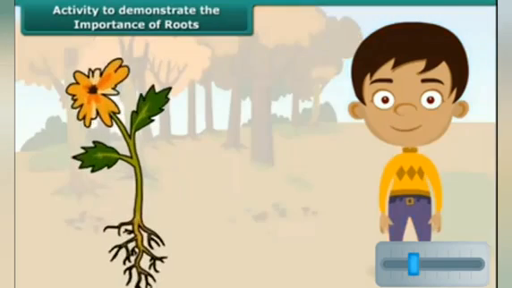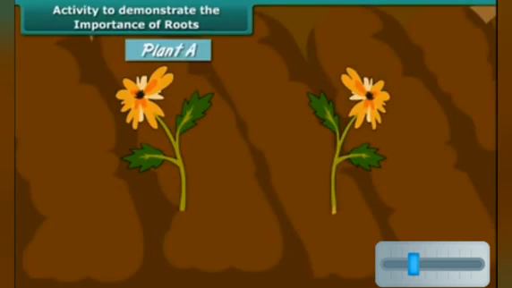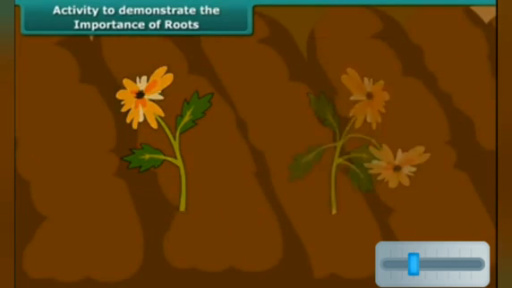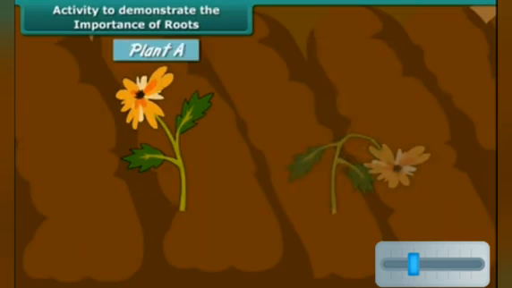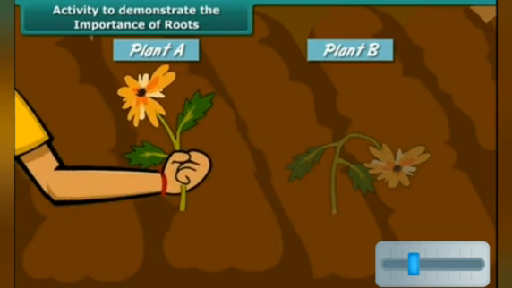Take 2 plants, A and B. Cut off the roots of plant B. Plant both the plants A and B in the soil and water them every day. After a few days, plant A appears as healthy as it was on the first day, whereas plant B appears wilted. This proves that roots absorb water and minerals from the soil and transport them to the other parts of the plant. Now try pulling the 2 plants out from the soil.